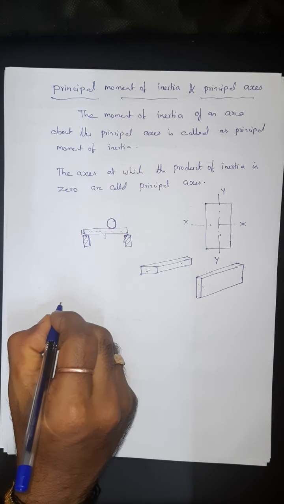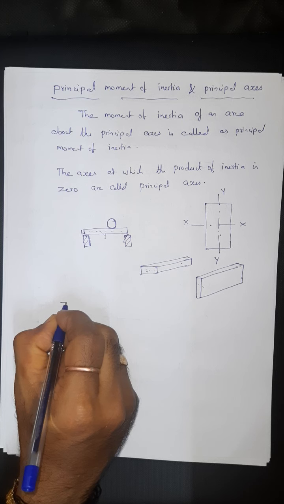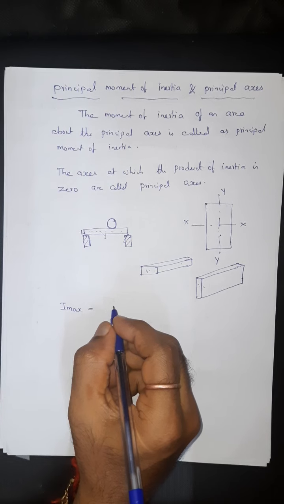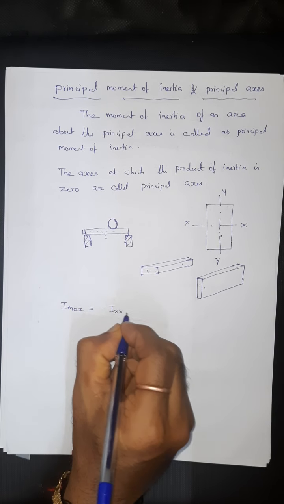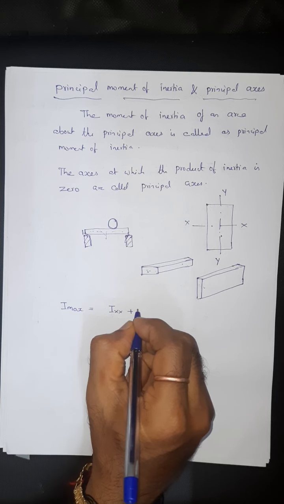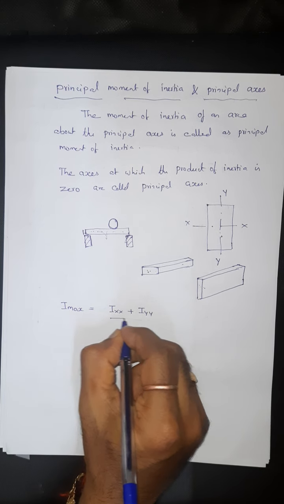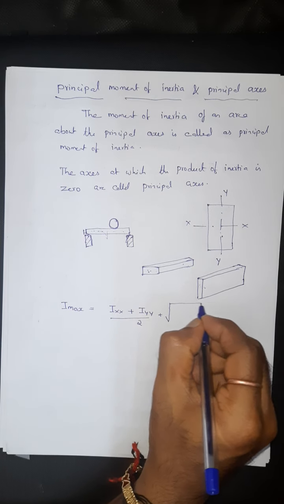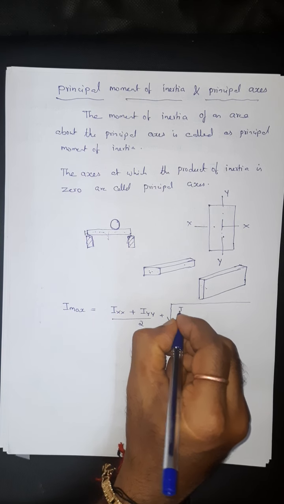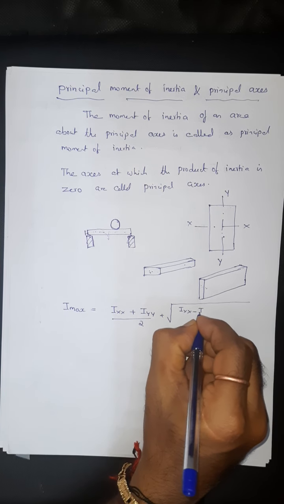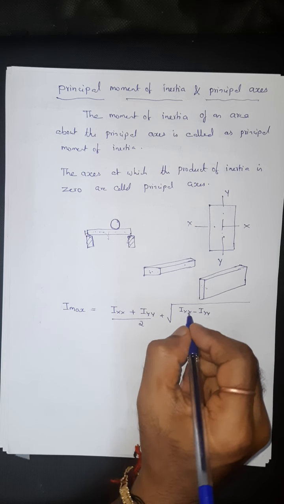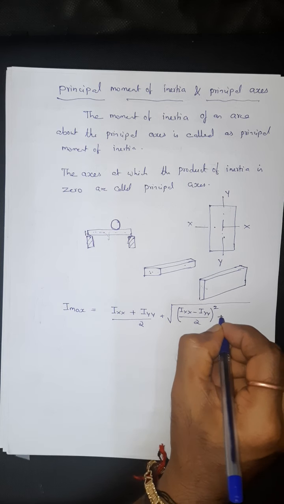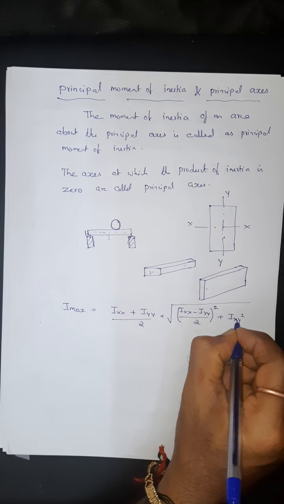So there is a formula for it, which can be denoted as I max equal to (Ixx plus Iyy) divided by 2, plus root of ((Ixx minus Iyy) divided by 2) the whole square plus Ixy square.